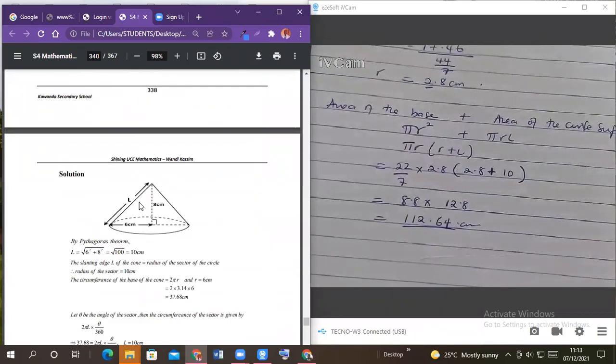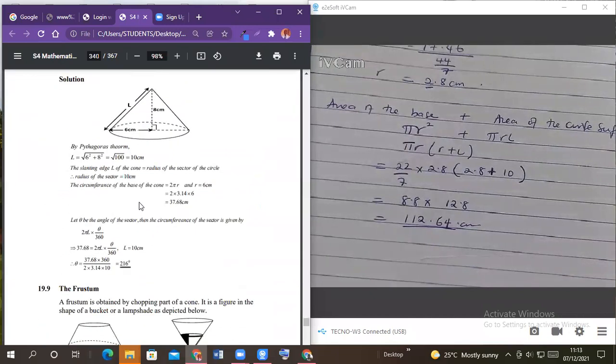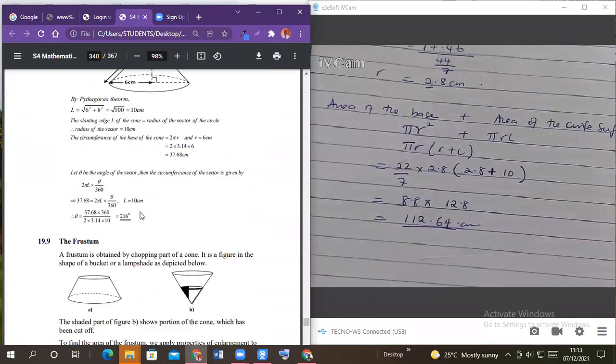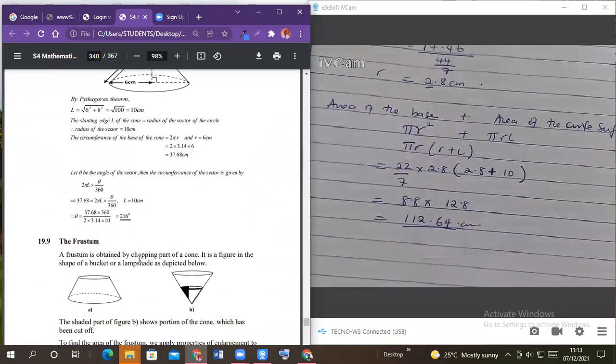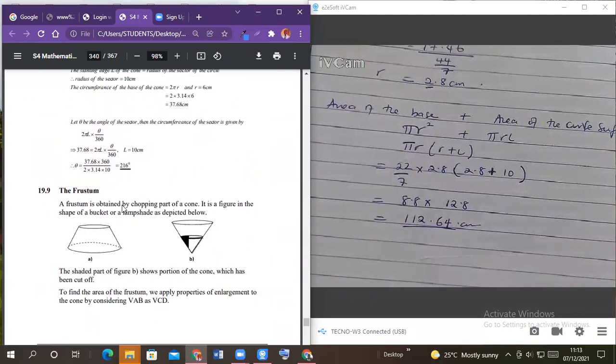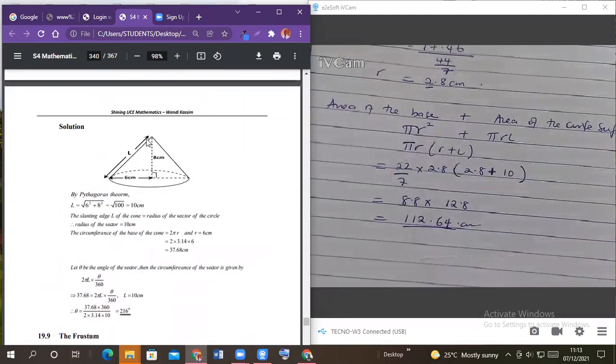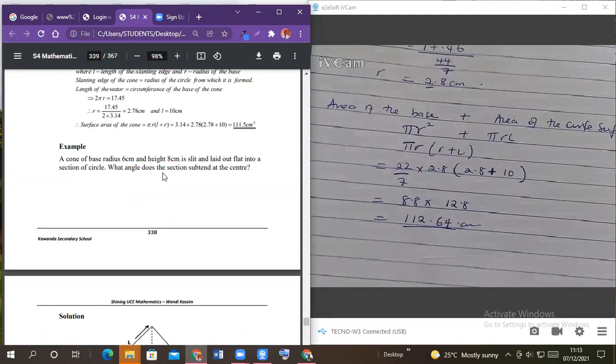Now, there is this other question here before we go to the frustum. I think we can look at the frustum in the second session. With the frustum, you have to know the surface area of the whole cone, and also the surface area of the small cone that may be put there. But let's just go through this question.